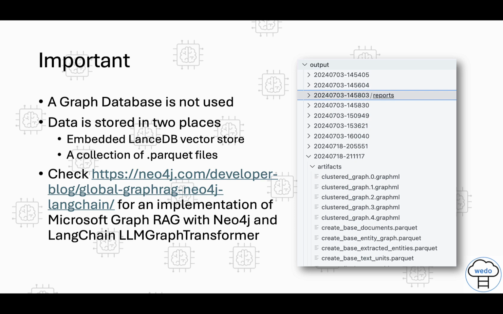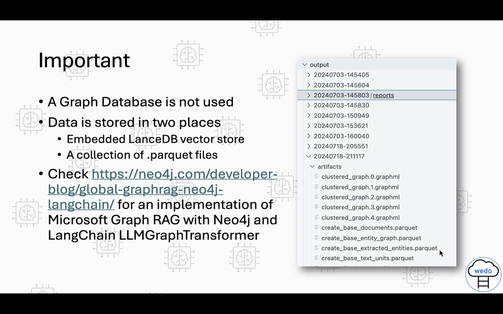That's just a few files on the file system. There's nothing that you have to run to make this work. And then the rest of the data is just stored in a collection of Parquet files. For example, here, when I ran my indexer at a certain date and time, then the artifacts folder contains all these Parquet files. For example, here, this file contains the list of extracted entities. With a Parquet viewer, you can simply open this up and see all the entities that were extracted.